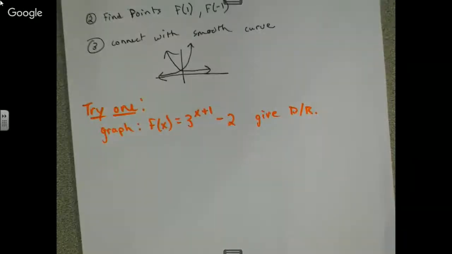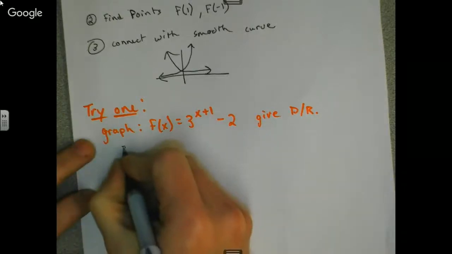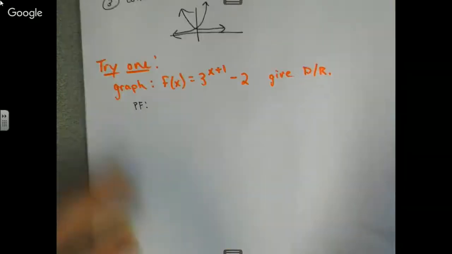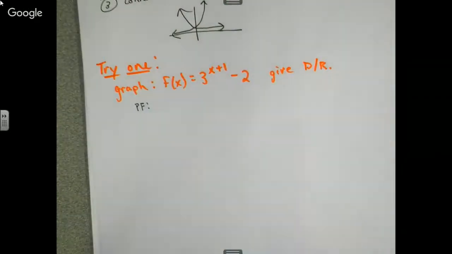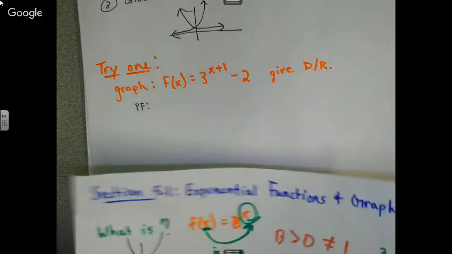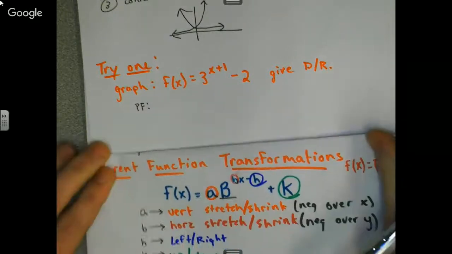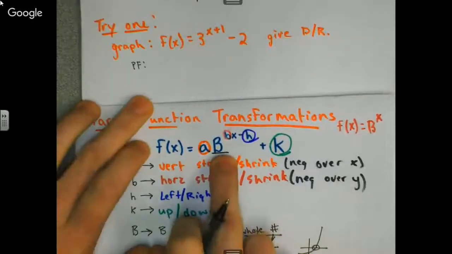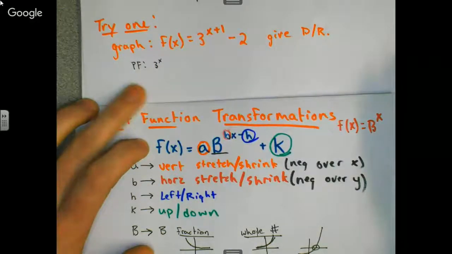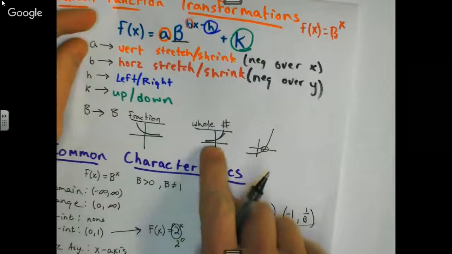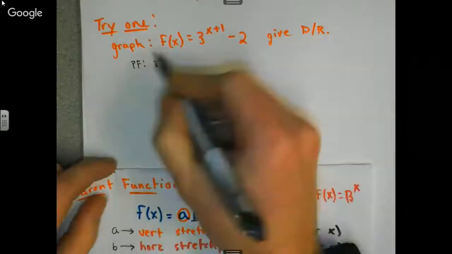So we want to look at this graph here, and maybe what happened to the parent function, and give domain and range. The first thing we'll say is the parent function. Remember the parent function is b to the x. My capital B here, if we look at this equation, is 3. So the parent function is 3 to the x. Since it's a whole number, that tells me it is actually exponential growth of 3.